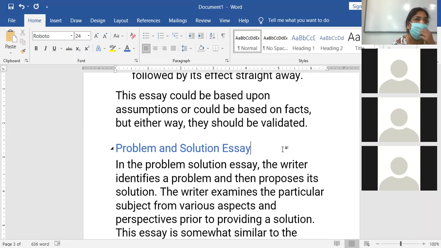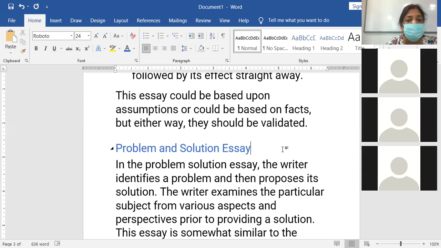Like why some students are very weak in English. I can write about the problems of students. Right now I've identified that students were not able to construct sentences, students were not able to write. So this was the problem which was identified. And now what I'm trying to do is come up with a solution. So problem and solution essays.